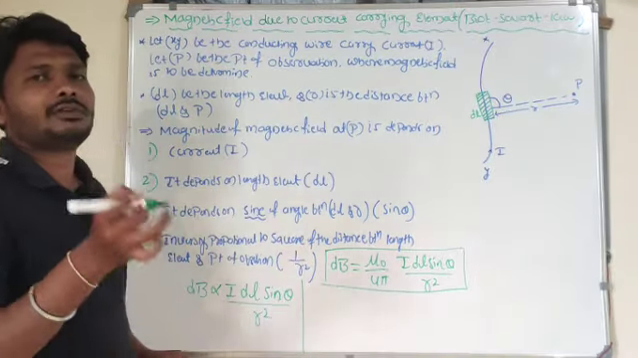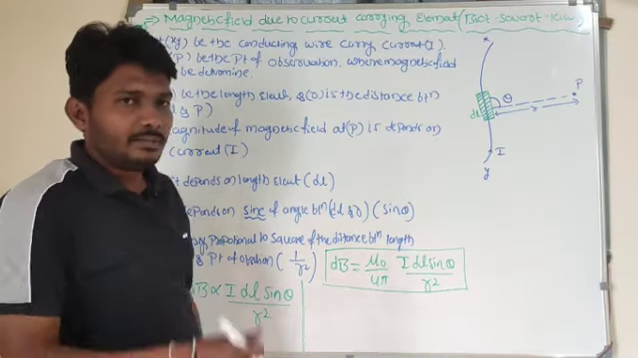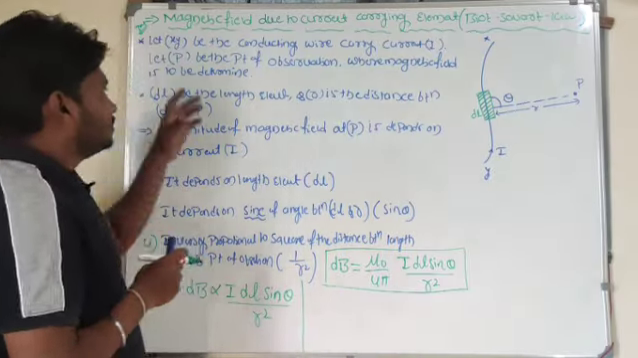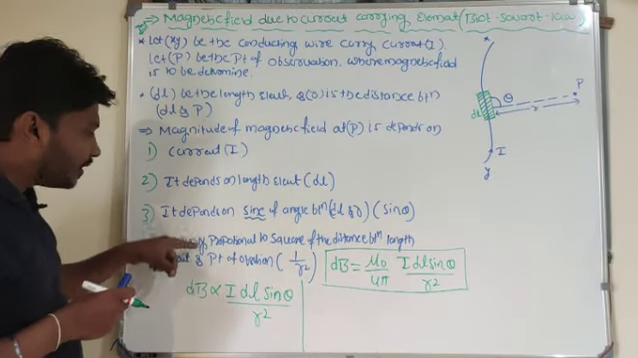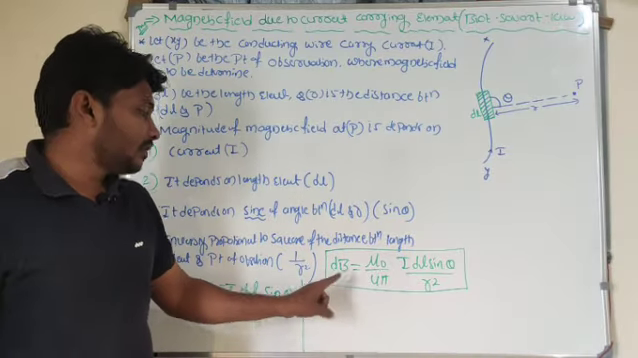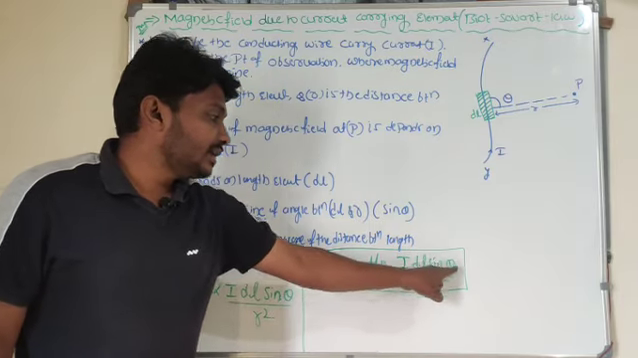For theory examinations, most of the time they will ask for the Biot-Savart law for 3 marks: state and explain the Biot-Savart law. There is no statement to memorize; you just have to write the points and the dependent factors, and finally write the formula for the Biot-Savart law. dB is equal to mu naught by 4 pi I dL sin theta by r squared.